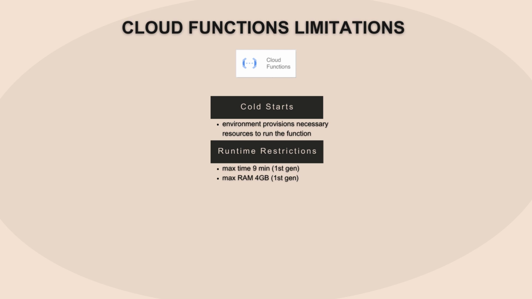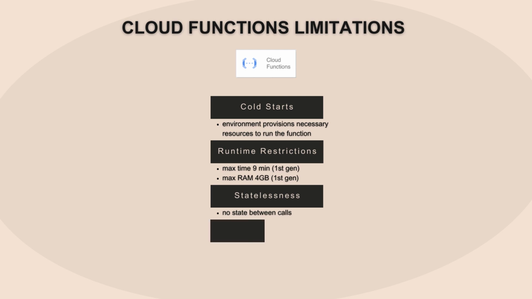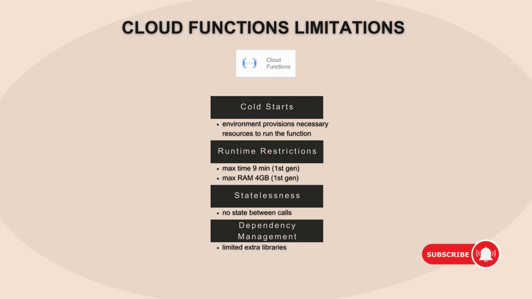For example, the maximum allowable execution time for a function is 9 minutes, and available memory options range from 128 MB to 4 GB. Statelessness. Each function execution in Cloud Functions is stateless, meaning it does not preserve the state of interactions across calls. Dependency management. Cloud Functions support several popular programming languages, but managing external libraries and dependencies can be problematic.